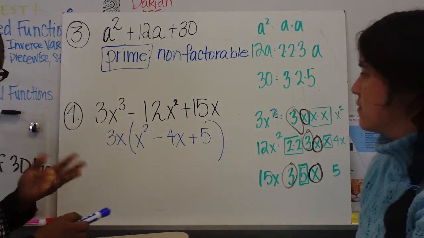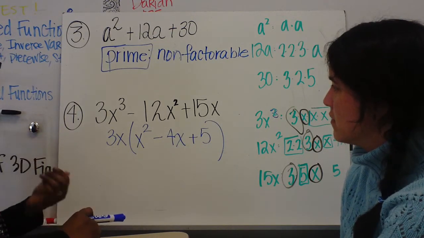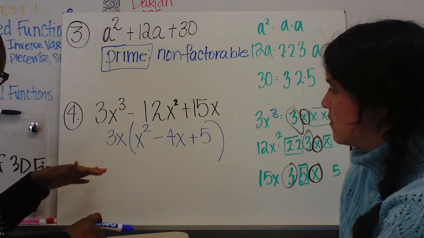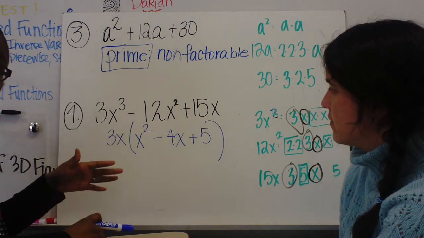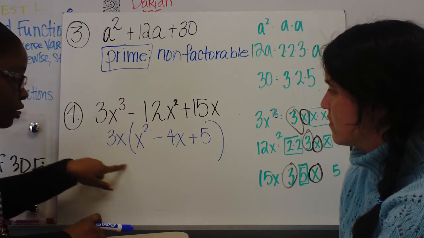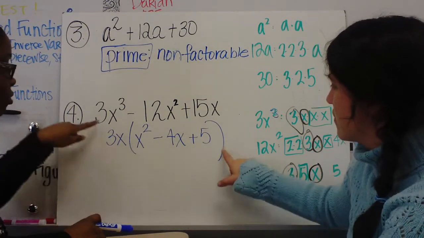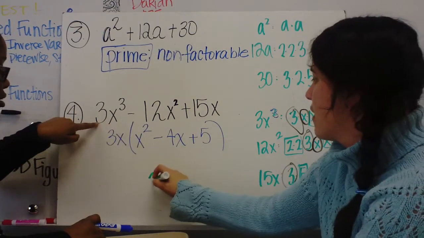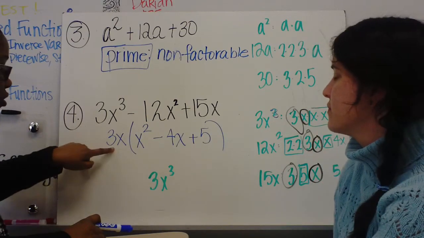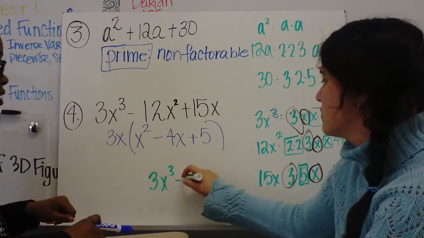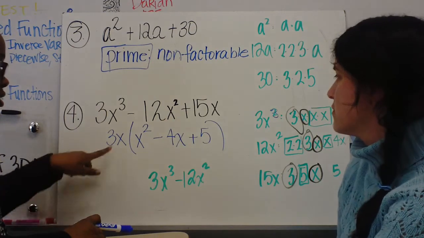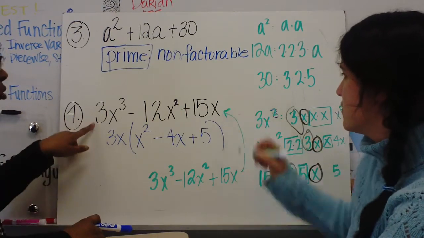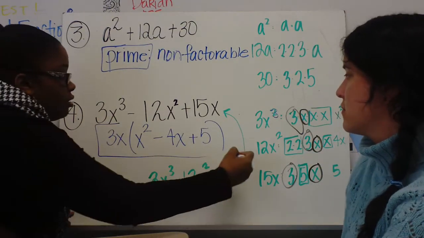Now, before we stop the video, just want to remind you that you can always check your work by multiplying. Remember, factoring is the opposite of multiplying. So if you're unsure of your answer, if we multiply this answer back out using the distributive property, we should get the original problem. So 3x times x squared is 3x to the third power. 3x times negative 4x is negative 12x squared. 3x times 5 is 15x. That is our original problem, which means our answer was correct.